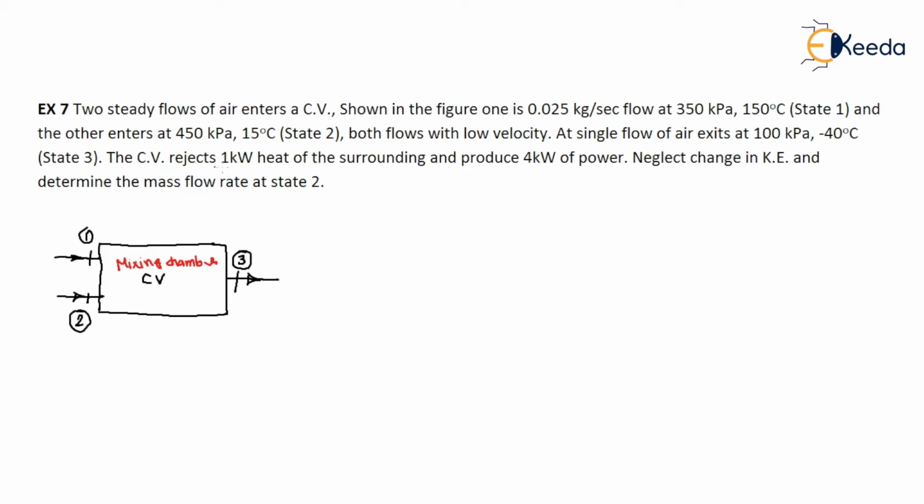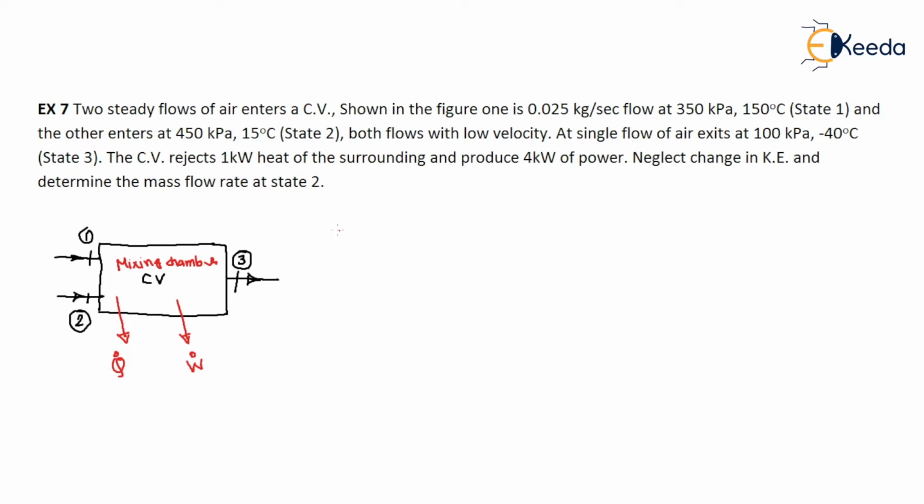The control volume rejects 1 kilowatt of heat to the surroundings and produces 4 kilowatt of power. Neglect the change in kinetic energy and determine the mass flow rate at stage 2. That is, what is the mass flow rate at stage 2?